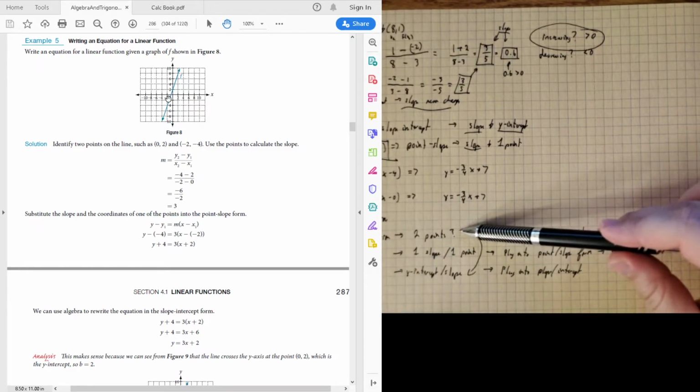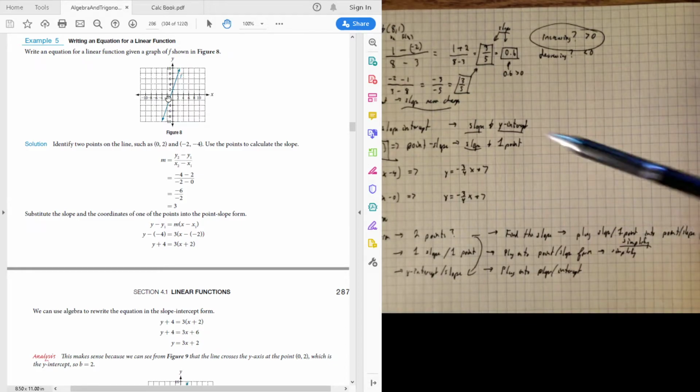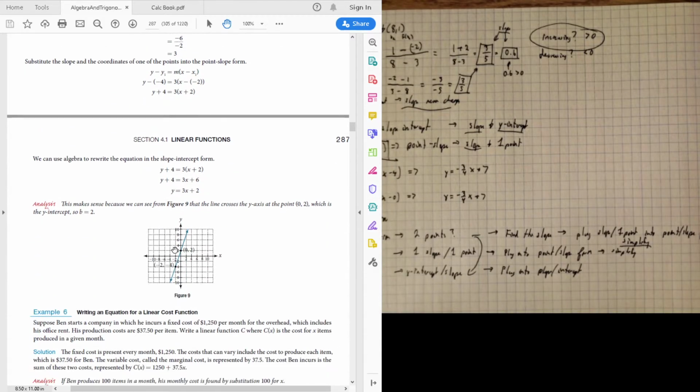It found 2 points, which is relatively easy to do when you're given a graph. Use those 2 points to find the slope. Plug that slope into point-slope form, and then simplify. And you can see all those steps listed out right here. If we had been given anything else, we might have chosen a different process. It's just the way it works. So you have to be willing to take a look at a problem and say which is the best.